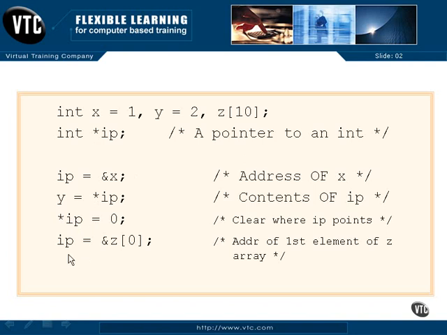Now here, we are saying that IP equals the address of z sub 0. And that's the first element of the array, z of 0. So IP will no longer point to x. It will be changed. x will not be modified because we didn't dereference. We didn't put an asterisk here. We are saying that IP will now be equal to the address of the first element of the z array, just like we said IP is set equal to the address of x. I hope that makes some sense.